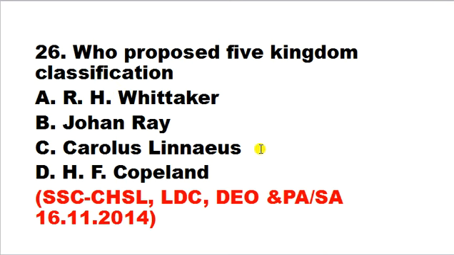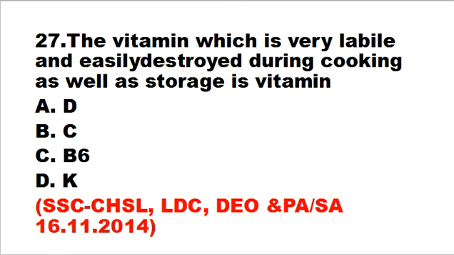Who proposed the 5 kingdom classification? R.H. Whittaker, John Ray, Carolus Linnaeus, H.F. Copeland. So R.H. Whittaker is the scientist who proposed the 5 kingdom classification. He divided it into 5 kingdoms: Monera, Protista, Fungi, Plantae and Animalia. He proposed this classification.